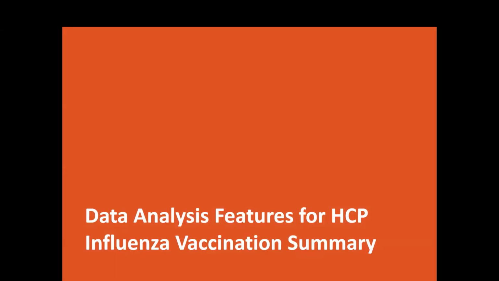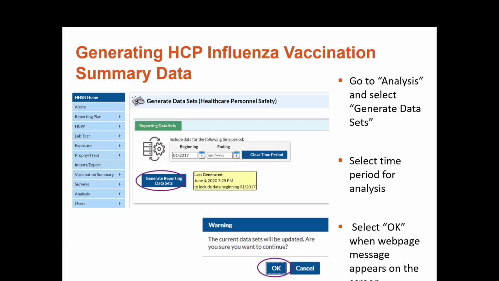We will now go over the data analysis features for the HCP Influenza Vaccination Summary. To view data, go to the Generate Datasets under Analysis on the navigation bar. Click Generate New and select OK when a message appears on your screen that says, "The current datasets will be overwritten. Are you sure you want to continue?" Users should generate a new dataset each time they enter new data into the system.